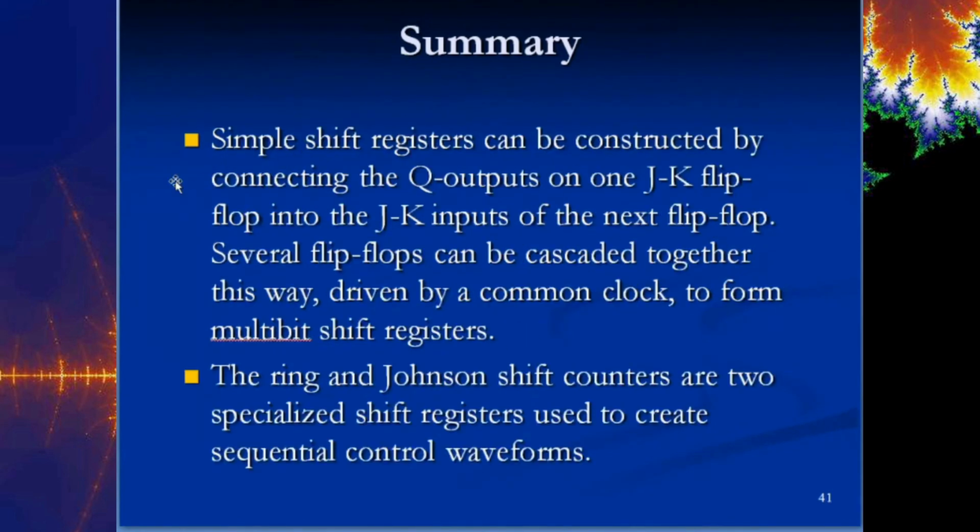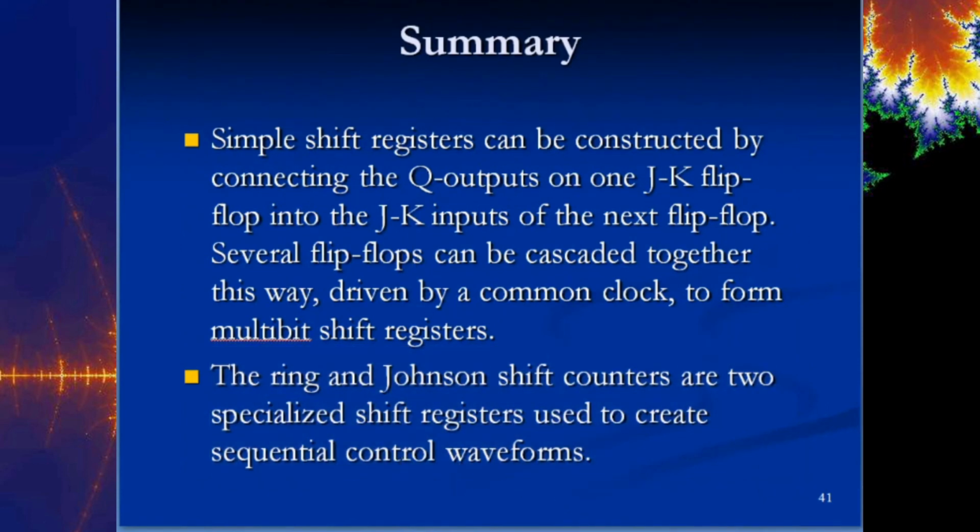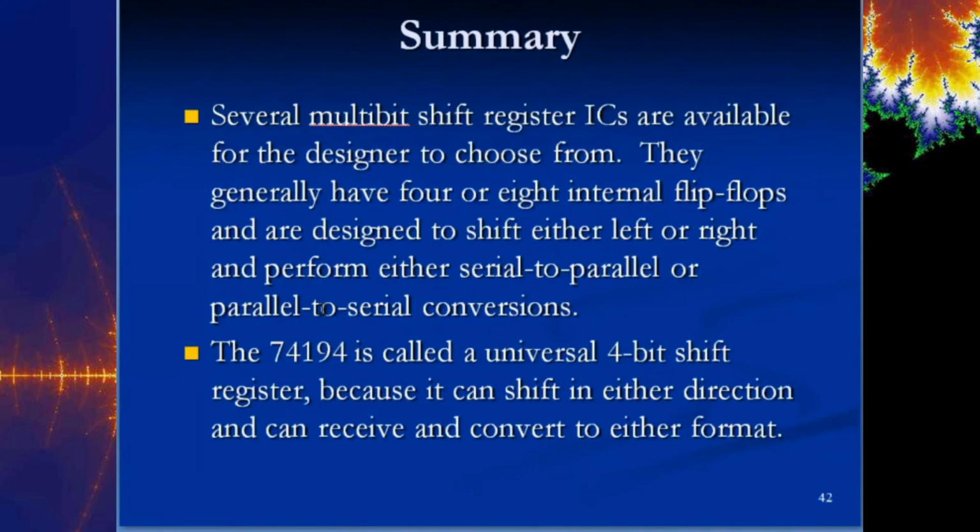And it says simple shift registers can be constructed using the Q outputs of a JK flip-flop. Several flip-flops can be cascaded together this way, driven by a common clock, to form multi-bit shift registers. Then there are two very specific forms of that, the ring counter and the Johnson shift counter. That way we can create sequential control waveforms, which we call digital sequencers. And there are ICs that can do a few things. The 194 is the universal 4-bit shift register. It can go in either direction. It can receive and convert in either format. You just have to have the right mode enabled.